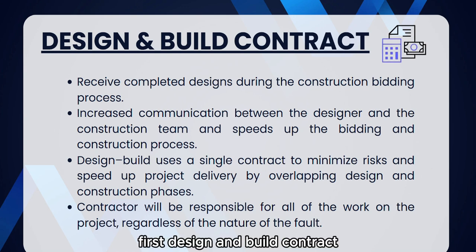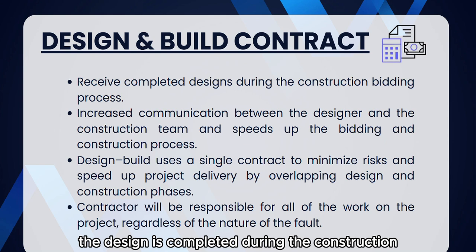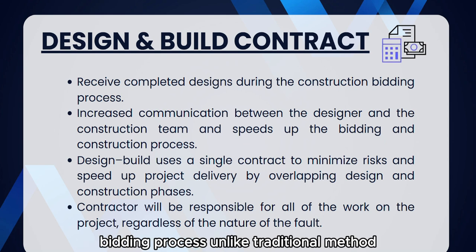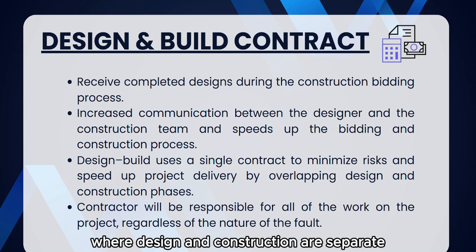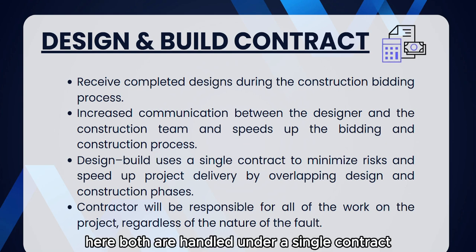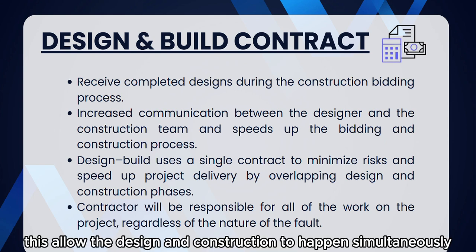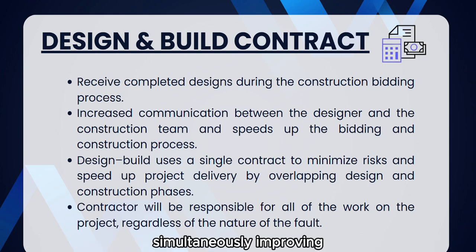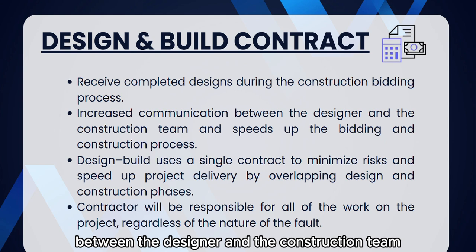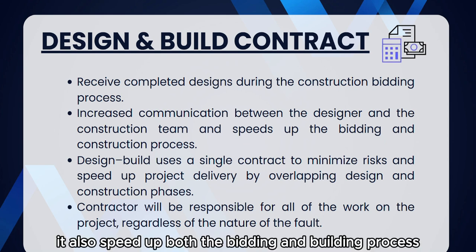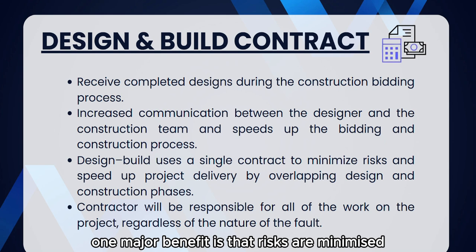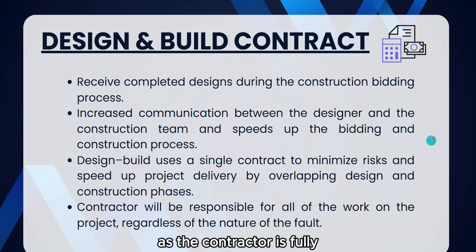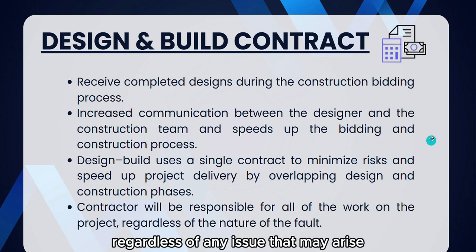First, design and build contract. In this contract, the design is completed during the construction bidding process. Unlike the traditional method, where design and construction are separate, here both are handled under a single contract. This allows the design and construction to happen simultaneously, improving communication between the designer and the construction team. It also speeds up both the bidding and building process. One major benefit is that risks are minimized as the contractor is fully responsible for the entire project, regardless of any issue that may arise.